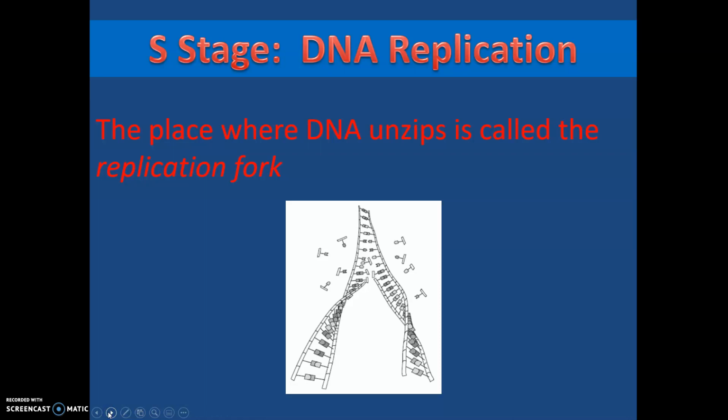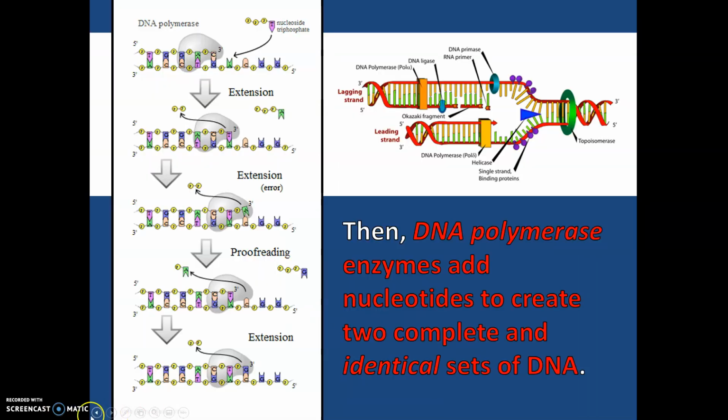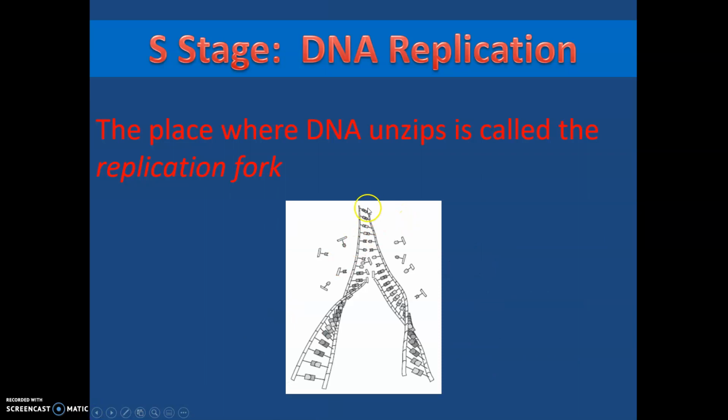So the place where DNA unzips is called the replication fork. And here we have a drawing of that replication fork. Let me go back really quick. And this is what we see when the DNA is unwinding and unzipping. And then it will have a copy of a new strand being made on each side.